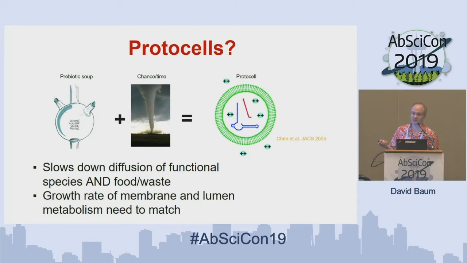The other issue is that because you have now two components, they have to somehow miraculously, without any prior adaptive process, be coordinated so that they can actually grow without either the lumen contents getting diluted to non-existence or the membrane popping. So we don't think this is a plausible model, and so we want something simpler.